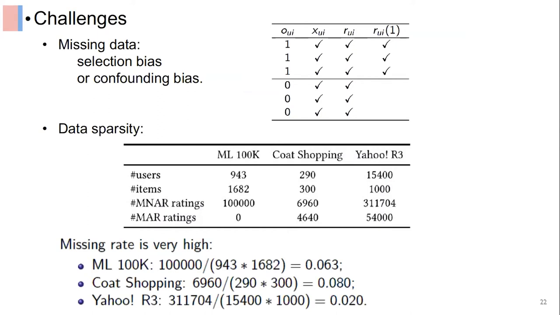All the three examples given in section one can be seen as a missing data problem. Therefore, a basic problem in recommendation systems is missing data. With the language of causal inference, missing data can be seen as a selection bias or confounding bias problem. It means that the distribution of the data with O_UI equals one is different from those with O_UI equals zero. That is, a recommendation model trained with the data with O_UI equals one would not be suitable for the data with O_UI equals zero.